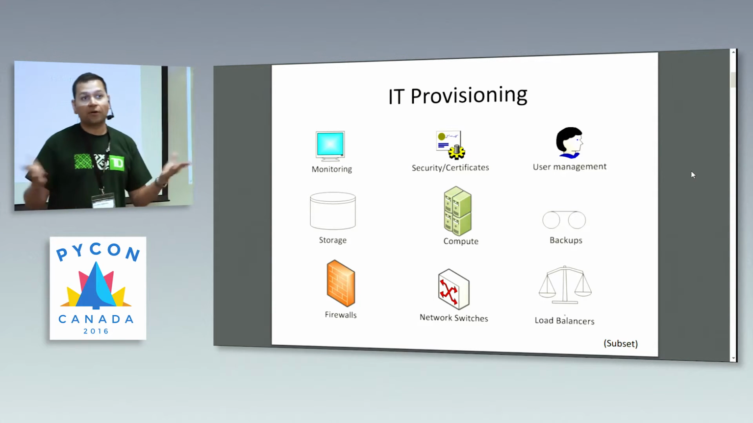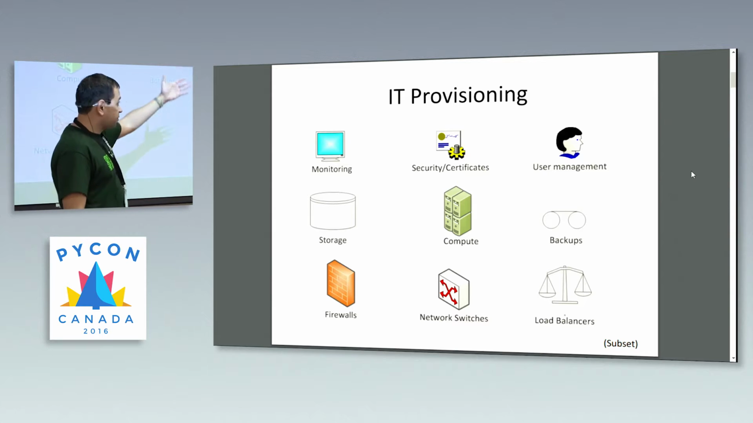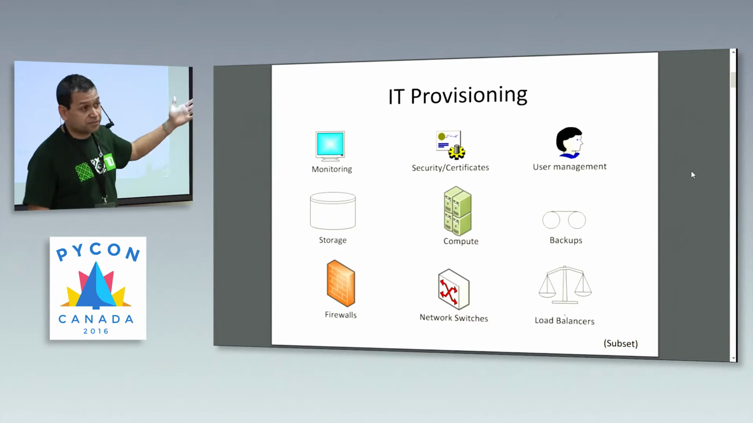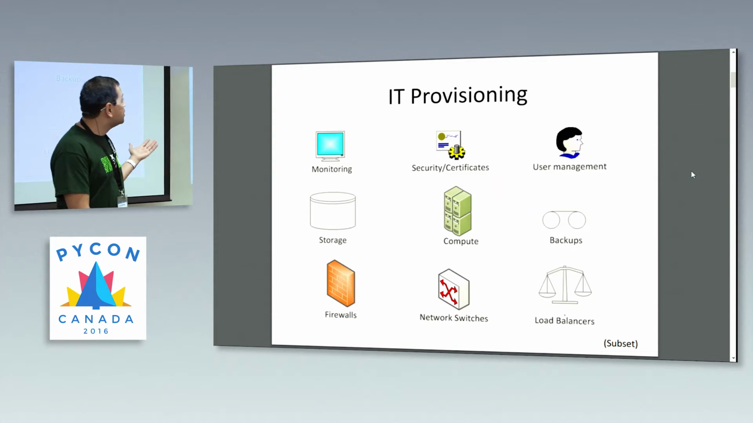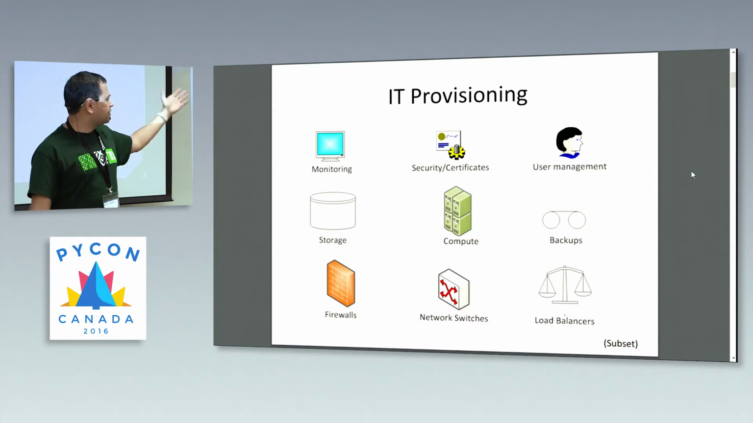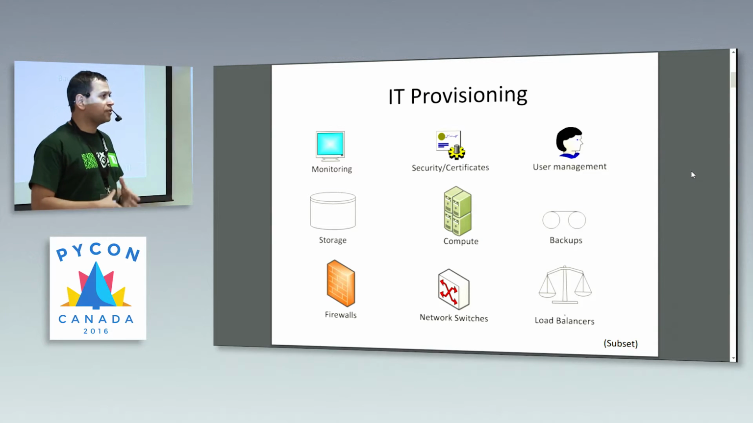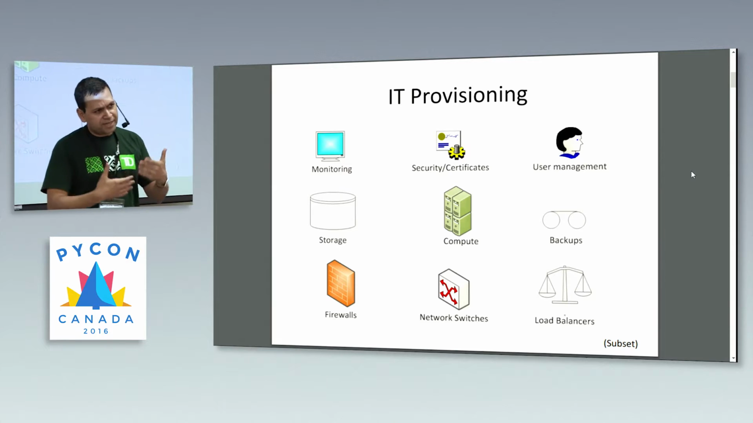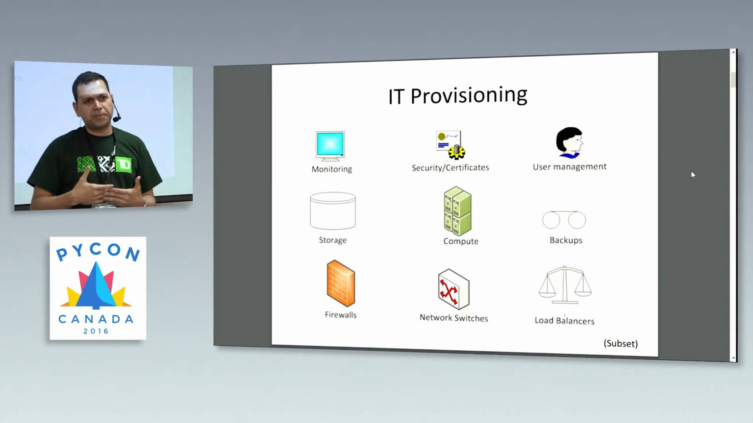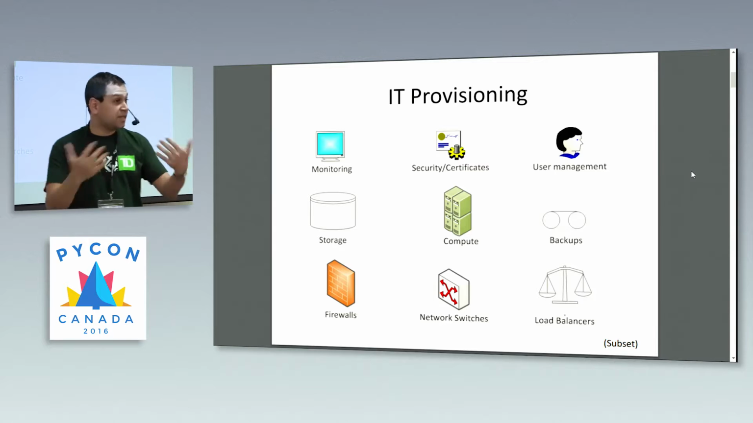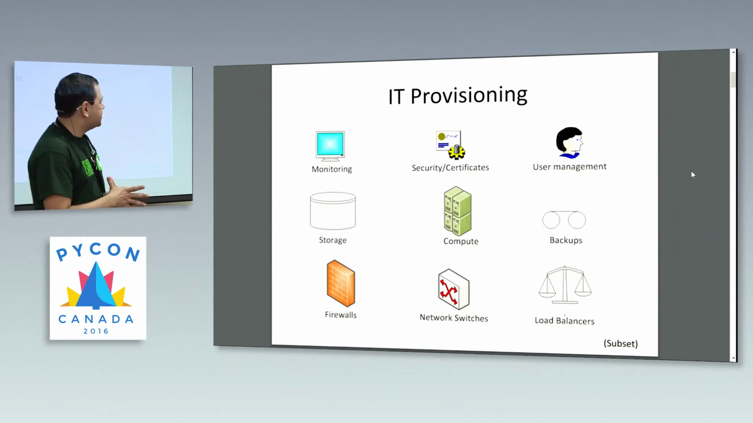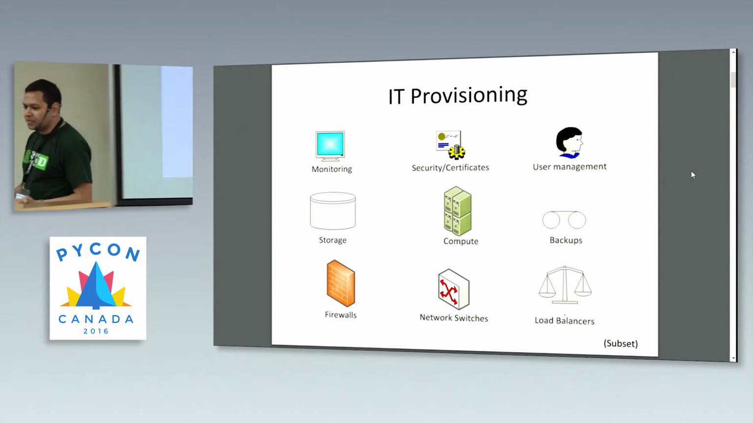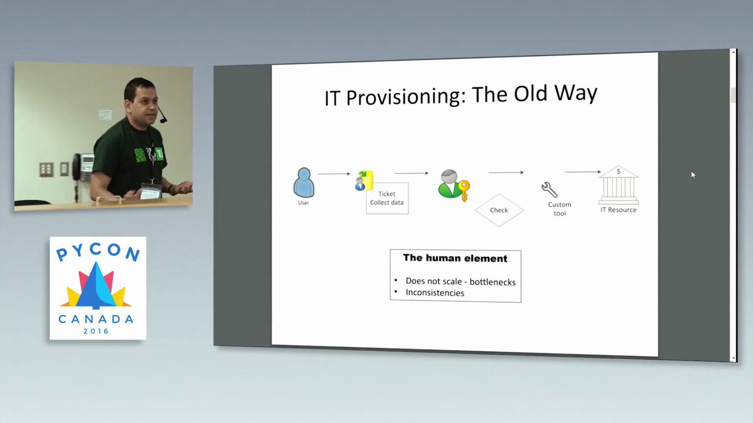Within, say, a big organization, some of those things are written there: monitoring, taking care of security and certificates for all the applications running on data centers, user management, storage, compute, all the traditional stuff. You're also handling all the networking, right? Firewalls, load balancers, all the stuff that you get in that single pane of glass when you log into AWS has to be done internally, right?